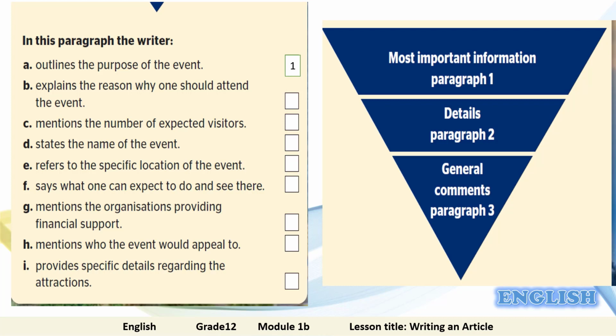B explains the reason why one should attend the event. This is what we call the general comment. And where should our general comment go? Exactly. Paragraph 3.